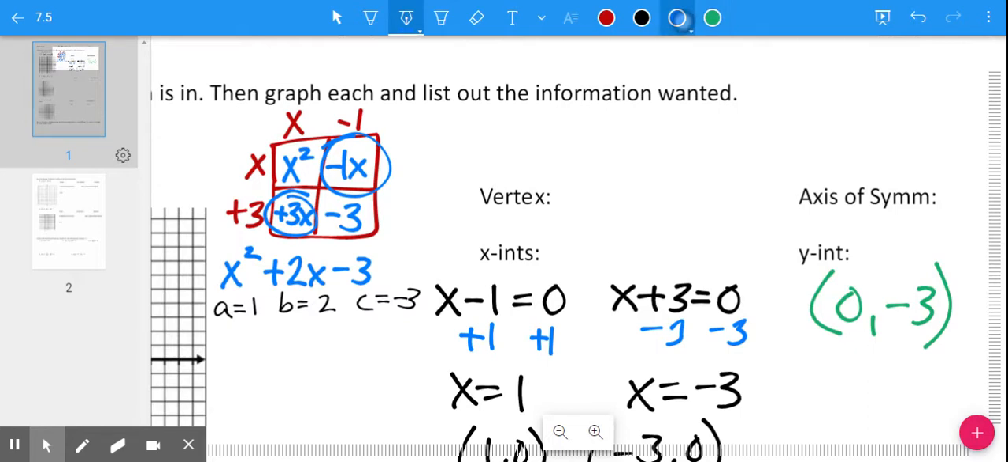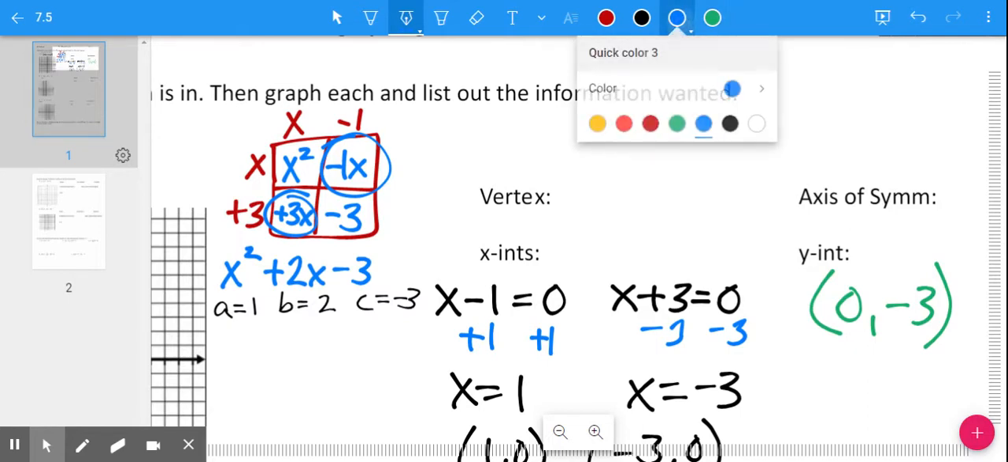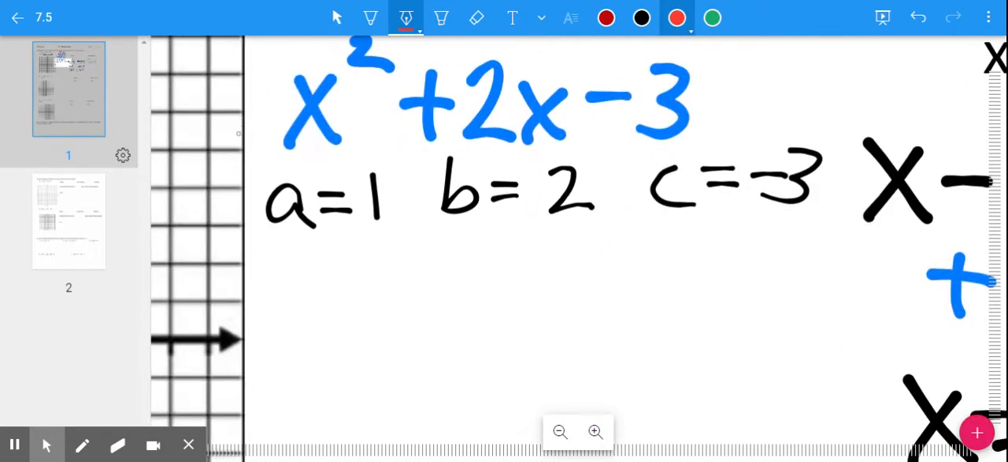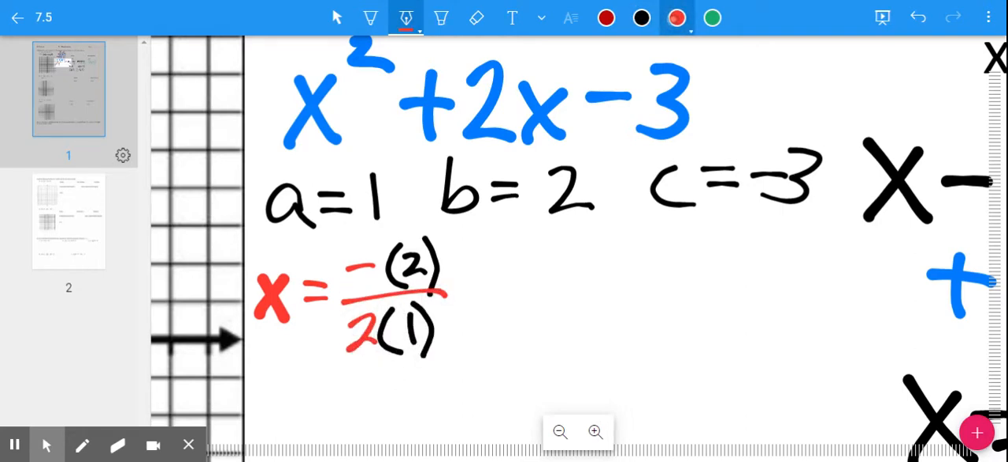To find the vertex, you do the x equals negative b over 2a. So we have negative b is 2 over 2 times a is 1. So negative times 2 is a negative 2. 2 times 1 is 2. Negative 2 divided by 2 is negative 1.